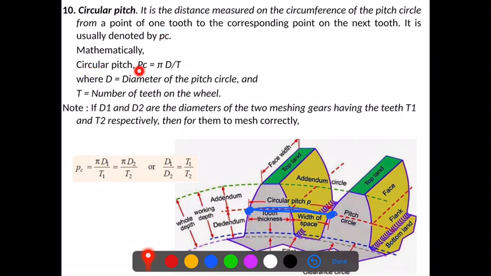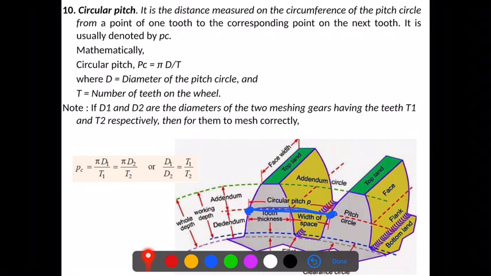Mathematically, circular pitch PC is equal to pi d by t, where d is the pitch circle diameter and t is the number of teeth on the wheel. If d1 and d2 are the diameters of two meshing gears having teeth t1 and t2 respectively, then for them to mesh correctly, PC is equal to pi d1 by t1 is equal to pi d2 by t2. So in short, d1 by d2 is equal to t1 by t2.